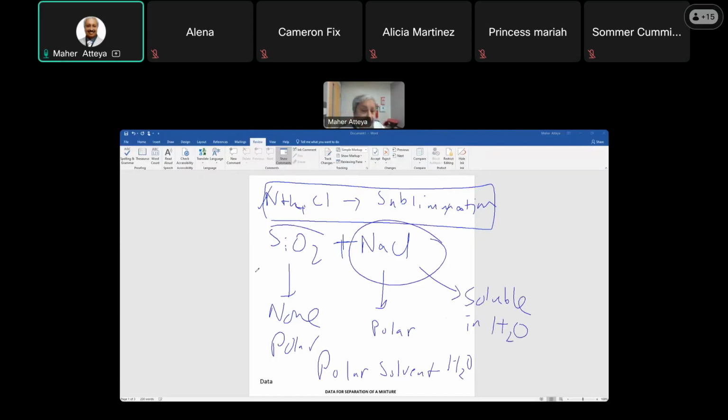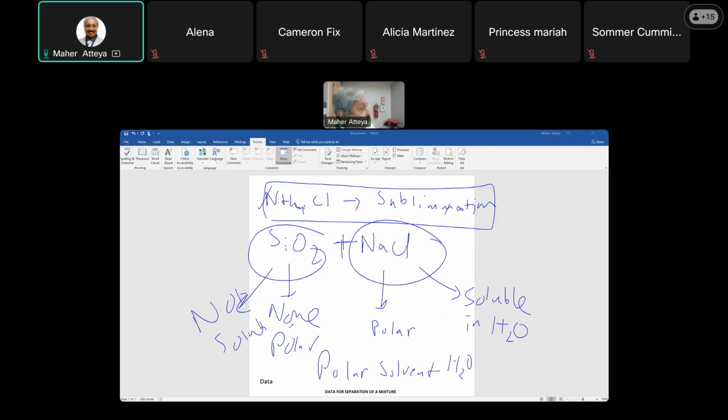This one is not soluble. So that's a good way to look into the whole thing. We can separate the first one by sublimation, by heating. It sublimes at a temperature of maybe 300 degrees or something, 340 degrees. And then for the solubility, after cooling everything, we add the H2O to this solid.